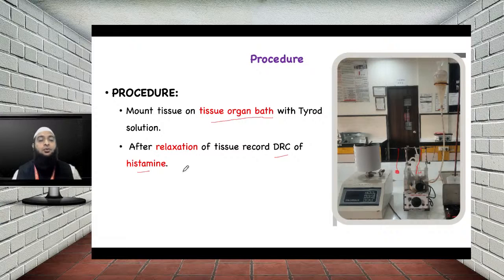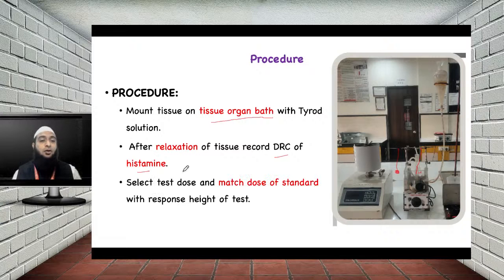Second, you need to relax the tissue and then you can start recording the dose response curve. Once the DRC of standard histamine is done, you can select the test dose and match the dose of the standard with the response height of the test. We'll see this detailed procedure when we draw the dose response curve, and how we match the dose of the standard with the response height of the test. So two important things are there. First, you are taking the DRC. This is the first step. Second, you are selecting the test dose.